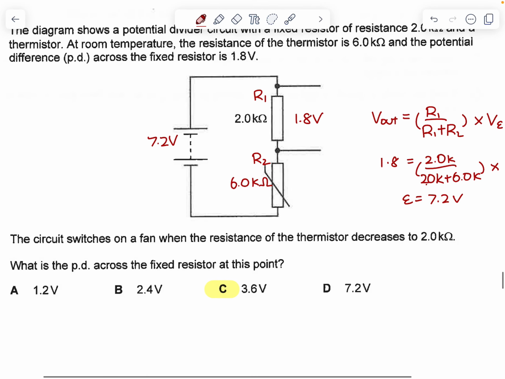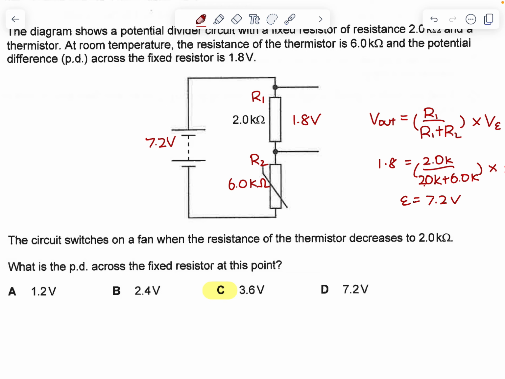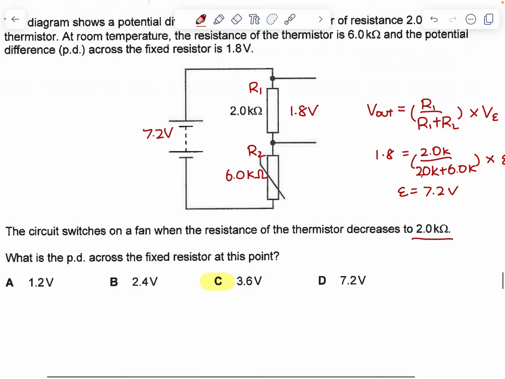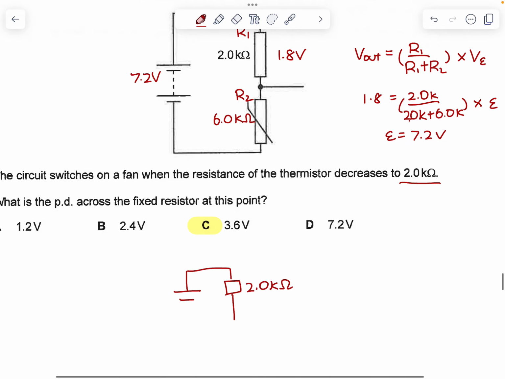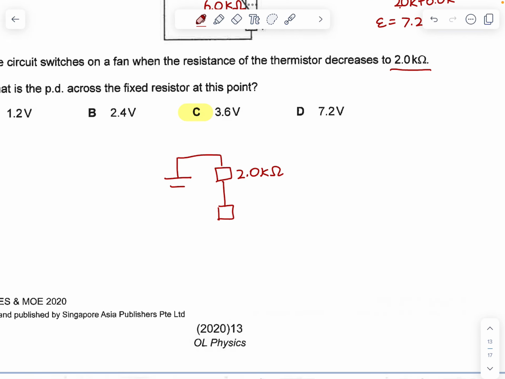And when the circuit switches on a fan, the resistance drops to 2.0 k ohms. So if we were to redraw the circuit, it will look like this now. 2.0 k ohms. The variable resistance also becomes 2.0 k ohms. So if the EMF is 7.2 and both resistors are of the same resistance now, the 7.2 will be shared equally. So it becomes 3.6 volts each.